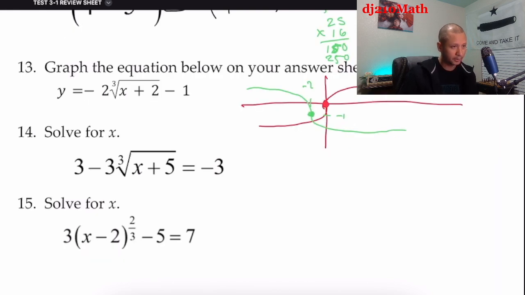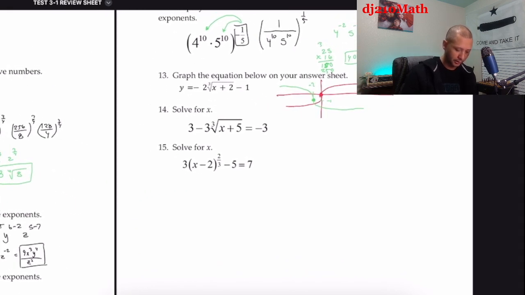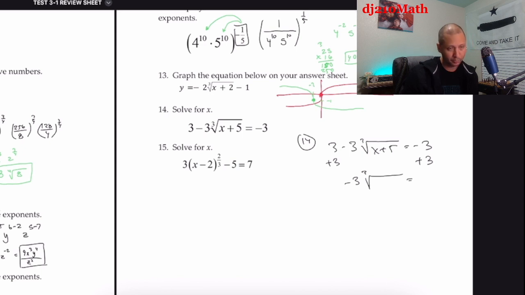Number 14, solving for x. All right, so we can work downward here. So let's do 14 right here. Okay, so 3 minus 3 cubed root of x plus 5 is equal to negative 3. Again, I want to get everything to one side and the root by itself. So I'm going to add 3. Negative 3 plus 3 is 0.